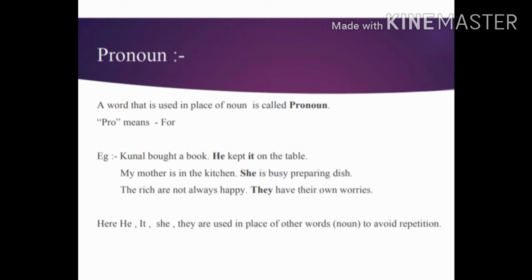Now, Kunal is a boy. If I write like this, Kunal bought a book, Kunal kept the book on the table, Kunal went to office, and so on, it looks somewhat odd, right? So, I have used he in place of Kunal and it in place of book. As book is a thing, that's why we have used it. Kunal bought a book, he kept it on the table.